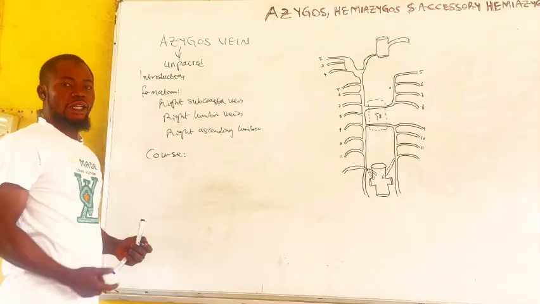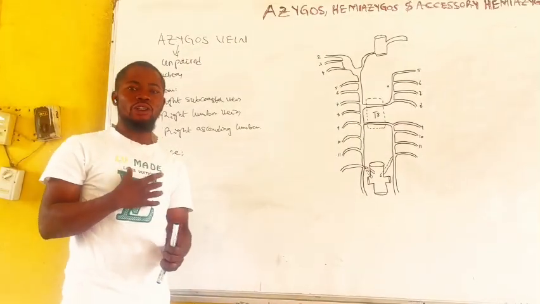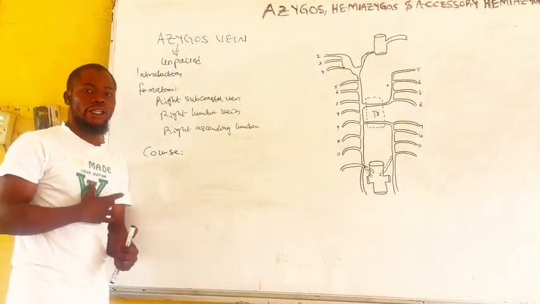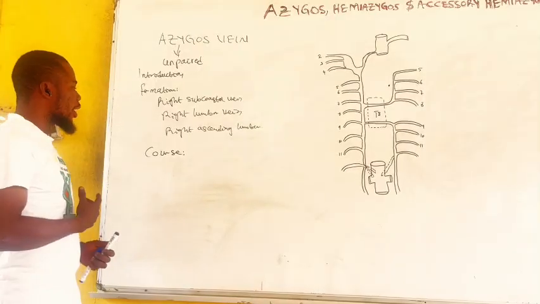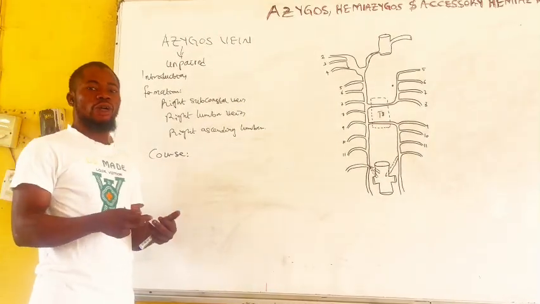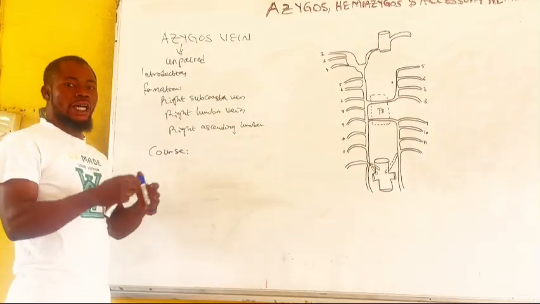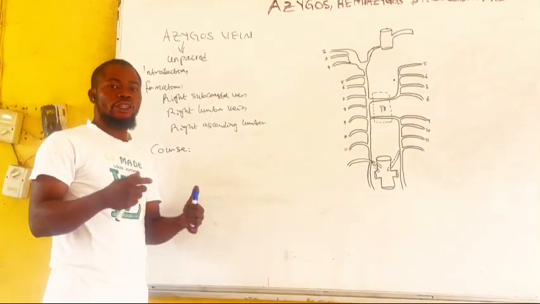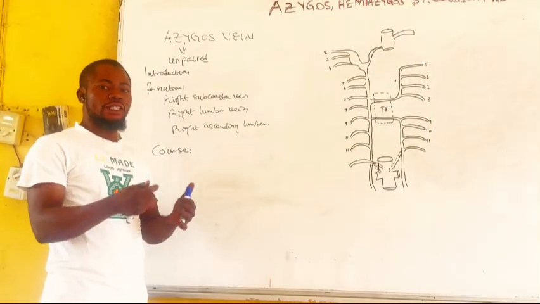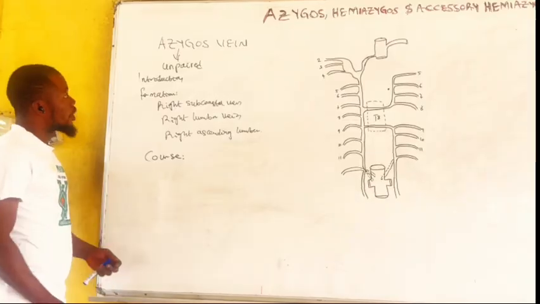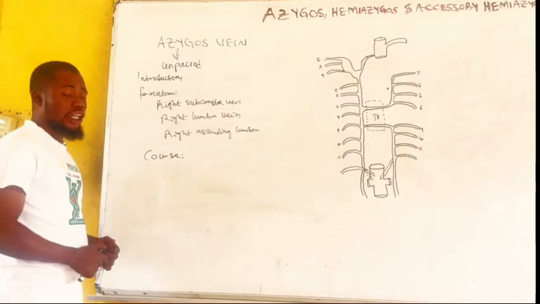The azygos vein enters the thoracic wall by passing through the aortic hiatus present in the diaphragm, and from here it ascends up to the level of the fourth thoracic vertebra, where it has a relationship with the superior vena cava before it pierces the pericardium. So that is the course of the azygos vein.